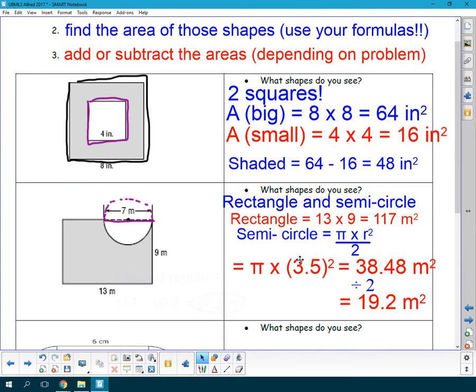Okay, if you're not still with me, pause it and read through what I did. I had a rectangle, I found its area. I had half a circle, and I found the area of what a whole circle would be like, and then divided it by 2.